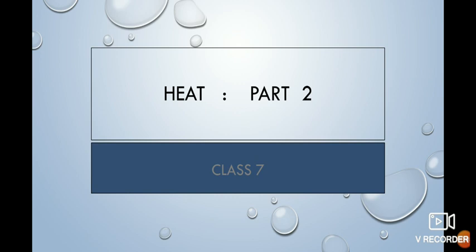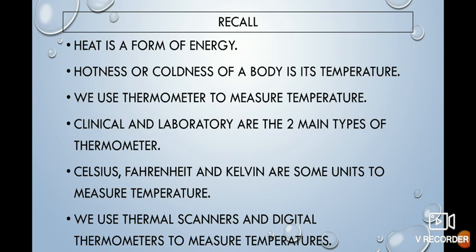Let us first recall what we have learned in the previous video. We have learned that heat is a form of energy. The hotness or coldness of a body is its temperature. We use a thermometer to measure temperature. Clinical and laboratory thermometers are the two main types of thermometers that we use in everyday lives.